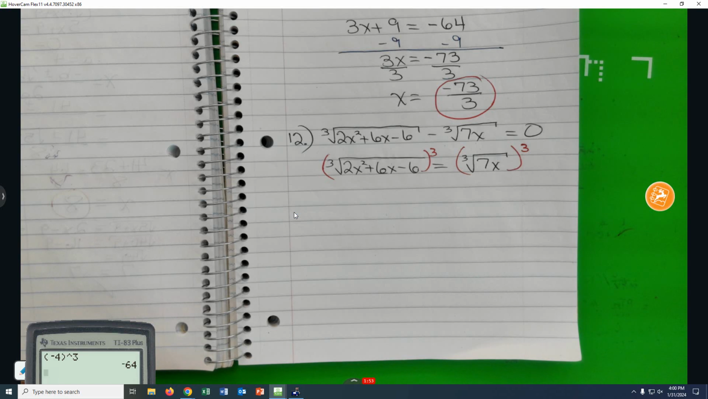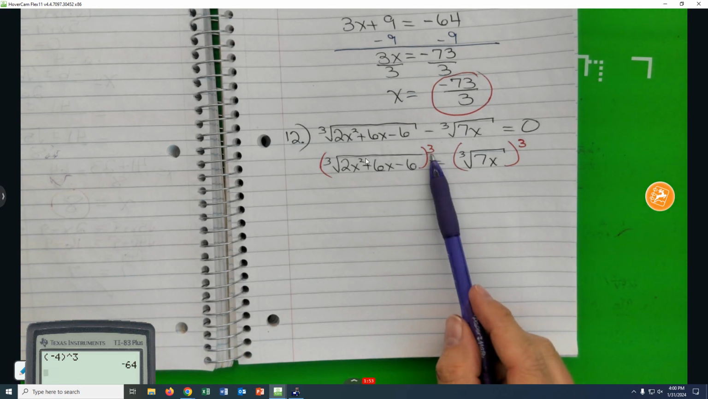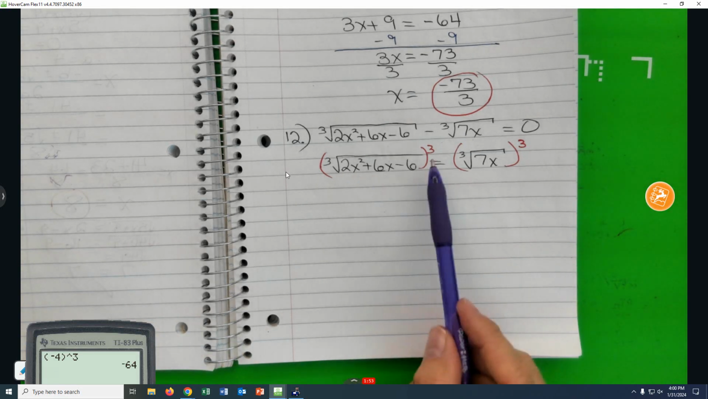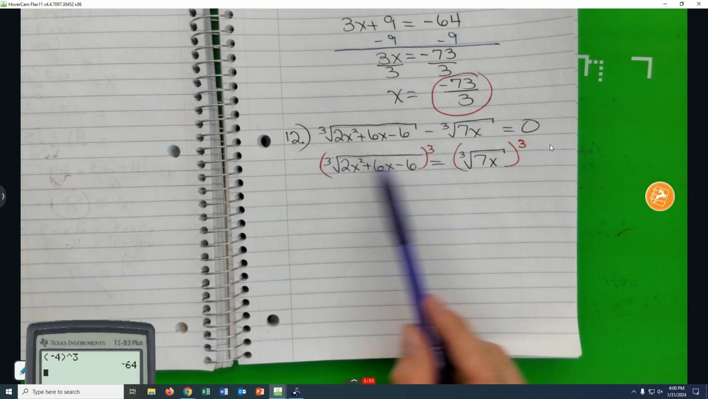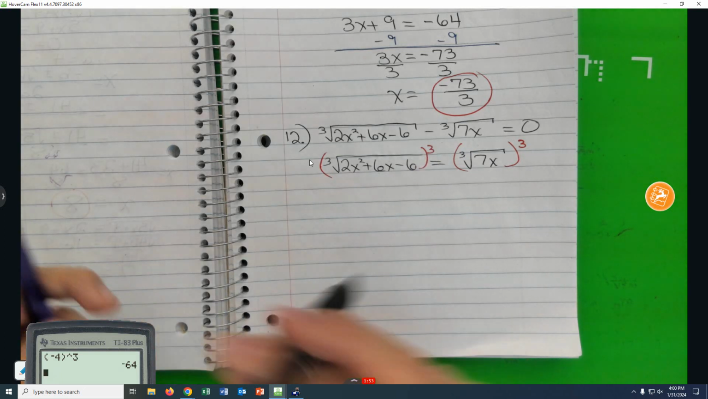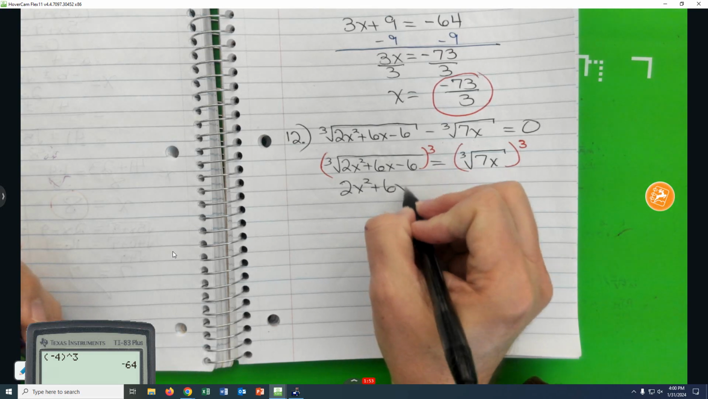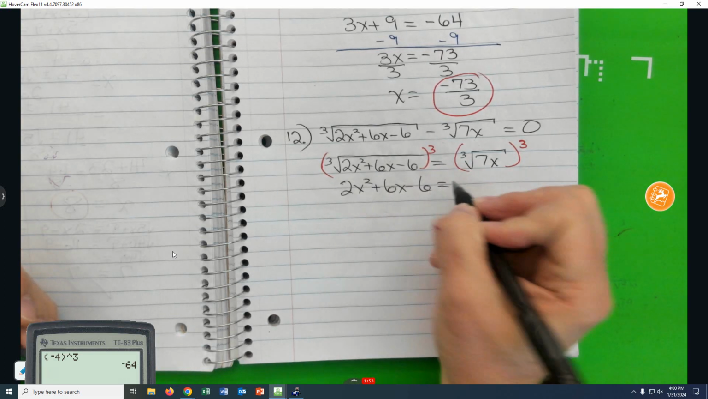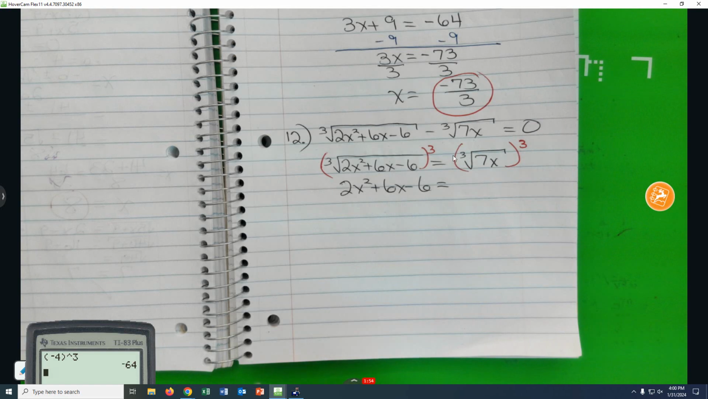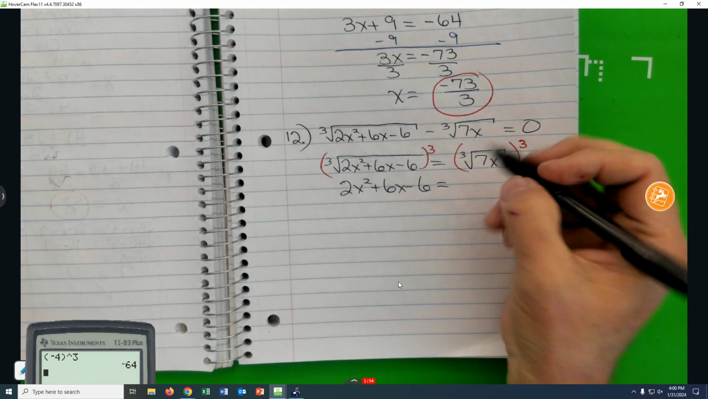And I guess it looks like you've just dropped the radical sign. Well, that's what's going to happen. Everything here is under the radical, so when you cube it, it all disappears, and you're just left with the radicand 2x squared plus 6x minus 6. You tell me what we're going to have on the right side. 7x. Just the 7x.